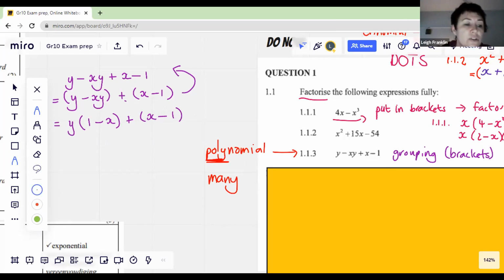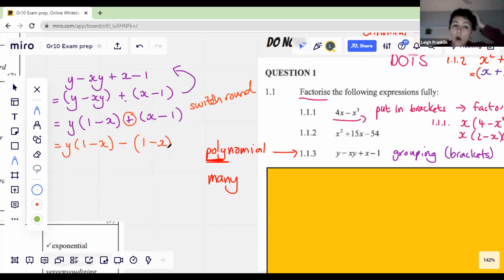So now I need to do something called a switch round. Have you heard that? A switch round. Some teachers have other names for it. A switch round involves manipulating a sign. So I'm going to leave the first term as it is, and here I'm going to change that to a minus. Exactly. And now I'm going to have 1, then that minus, and then x.